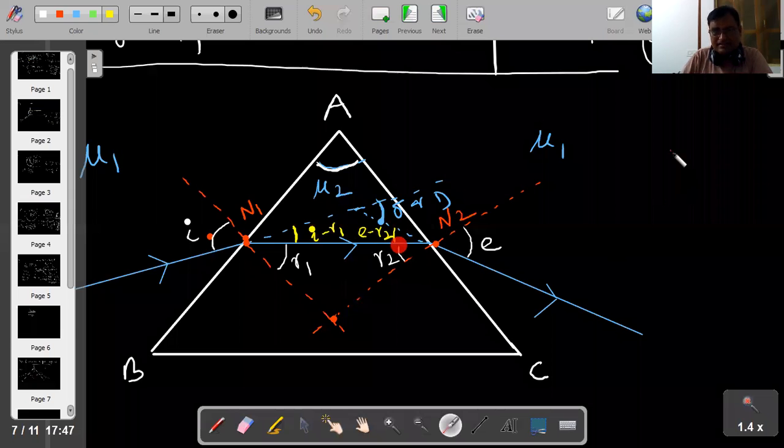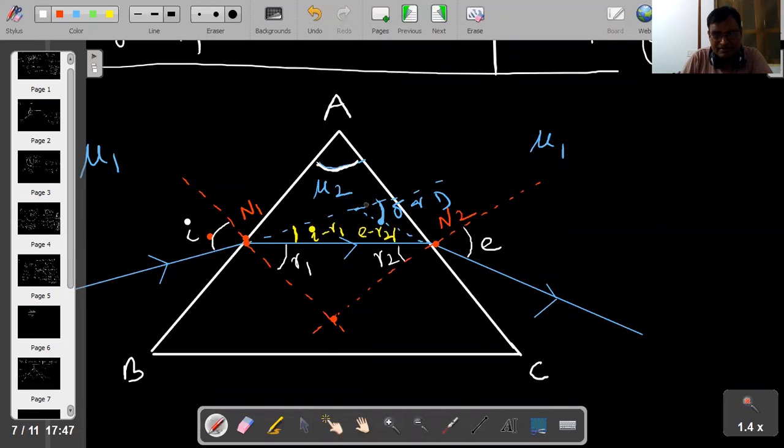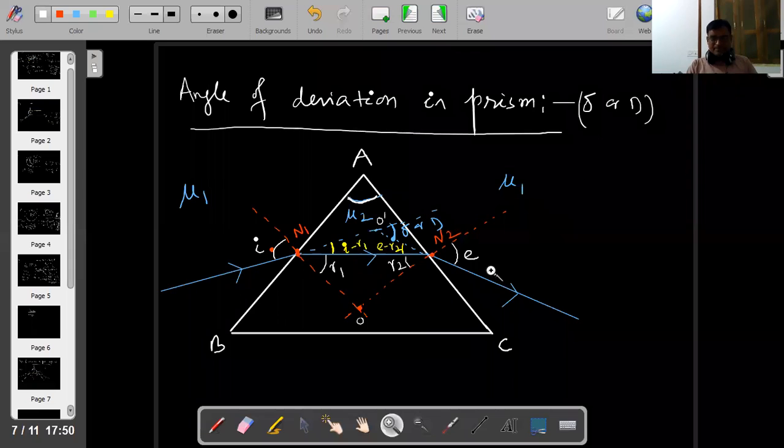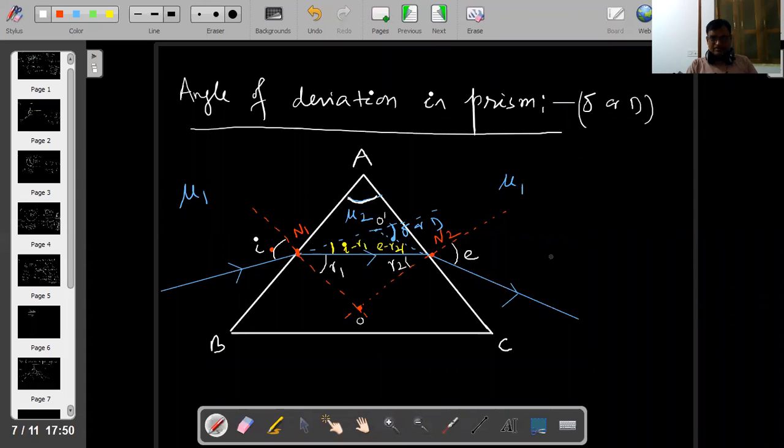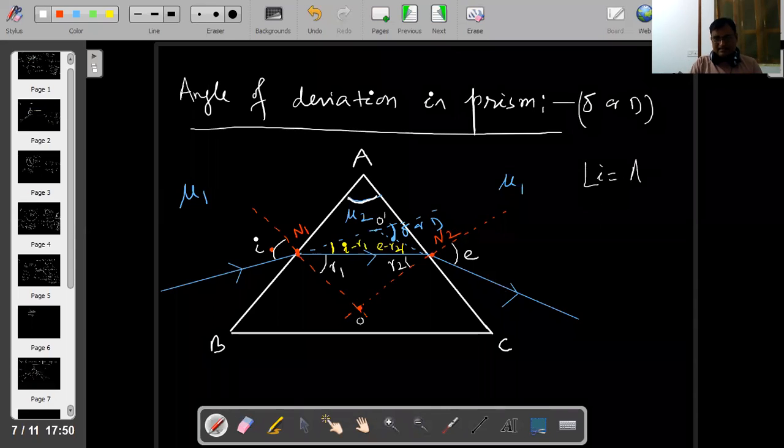Draw the figure and name it properly. If you have any doubt, ask me. This is N1, this is O, this is O dash. Draw the figure. Look here. Now write down: let i be the angle of incidence.